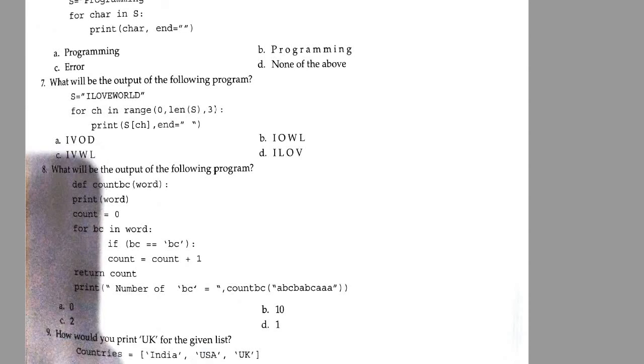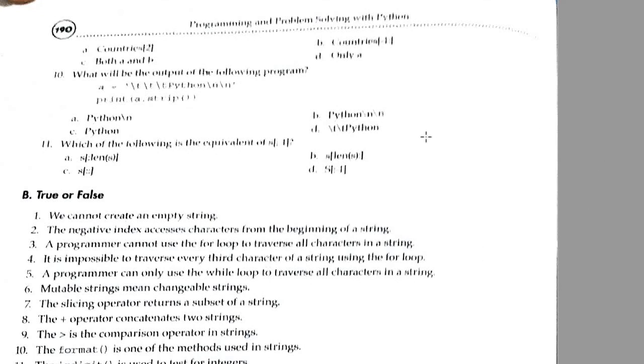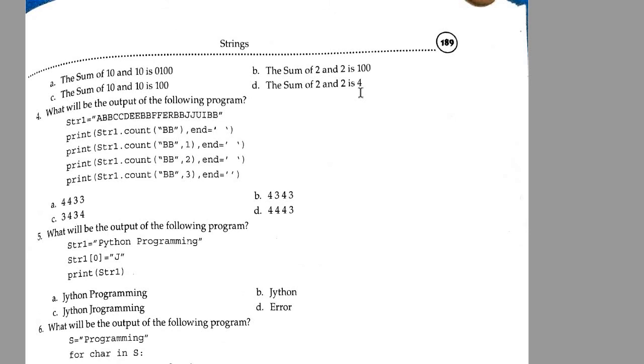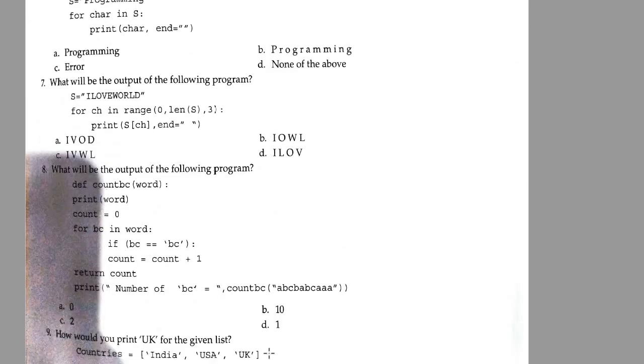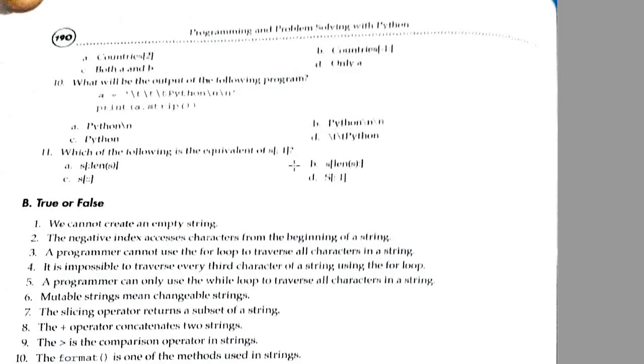Now let's see the options for this. countries[2], countries[4], countries[1]. Yeah, countries[2], both A and B, or only A. If you see in the program, UK is on which position? Position 2: 0, 1, 2. So countries[2] will be the right option for this. Fine. So option A will be correct.